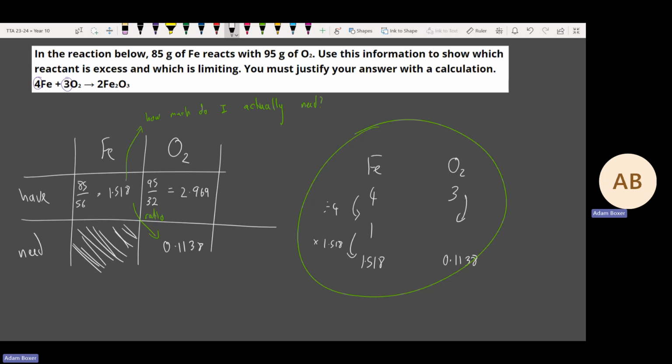Now, what that means, and you should always write a sentence like this at the end, is I have more O2 than I need. If I have 2.969, but I only need 0.1138, I've got more oxygen than I need. Therefore, it is excess. Done. Lots of marks in the exam. And this table really helps me because it helps me see exactly what I've got, exactly what I need, and whether or not I've got more than I need or less.